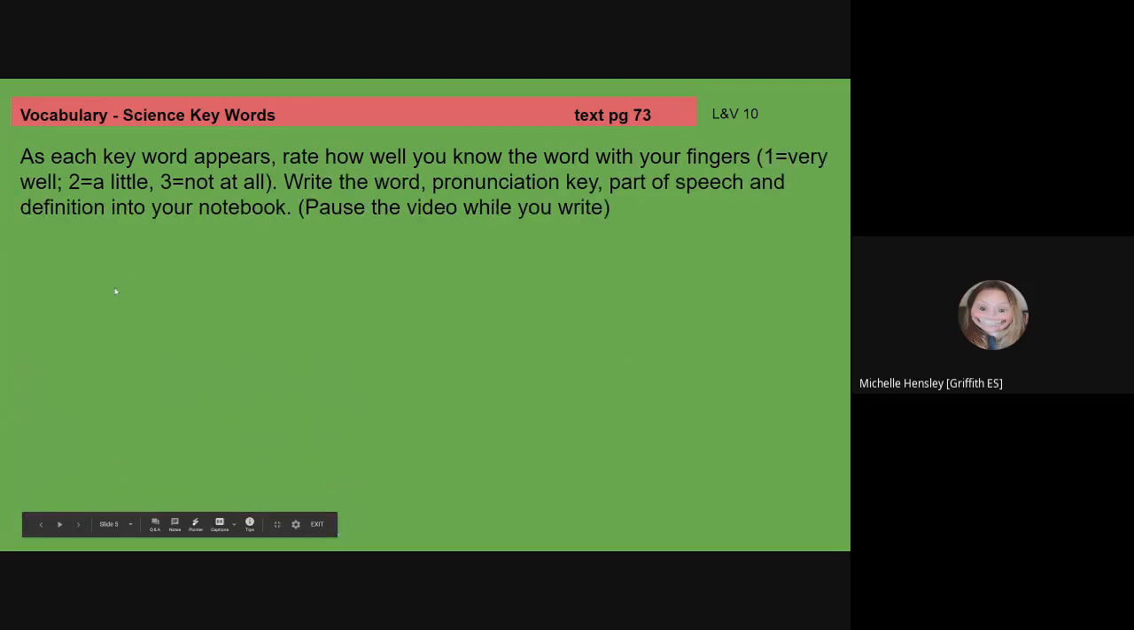All right, our next word, get ready, those fingers ready, or write a little note in your notebook on how you feel about this word. The word is increase. Increase. How well do you know increase? Is that a 1, a 2, or a 3? Increase.